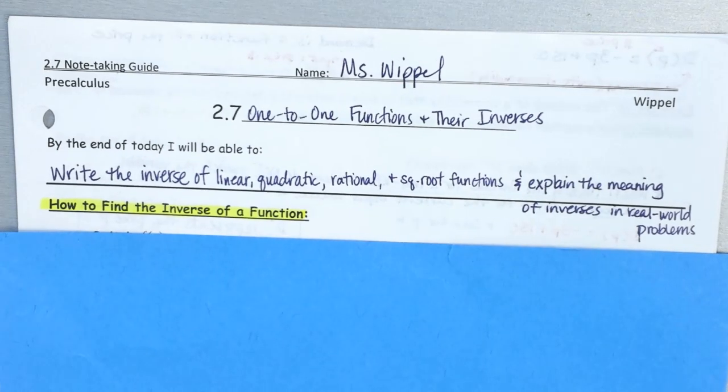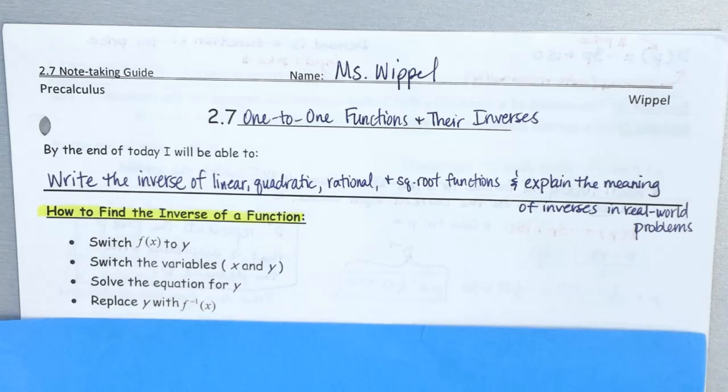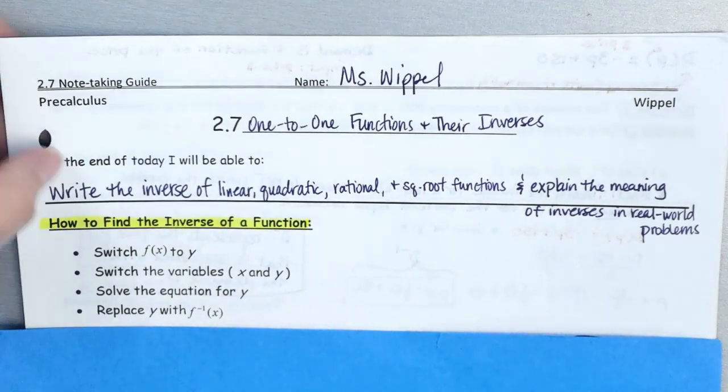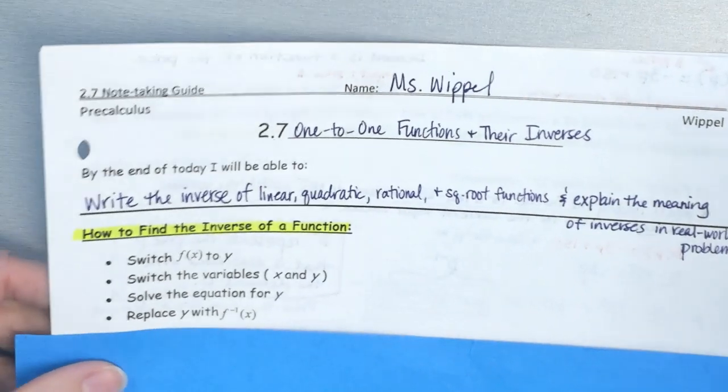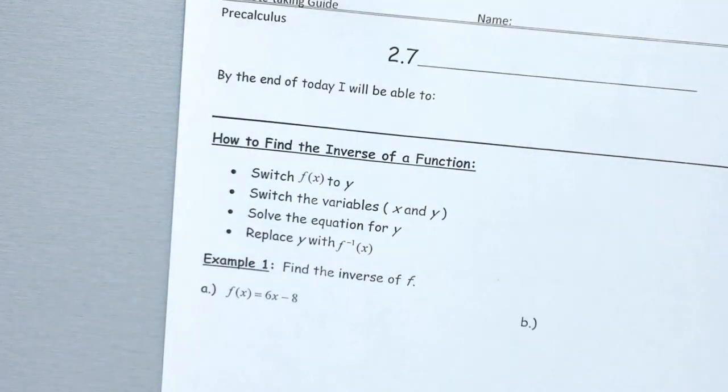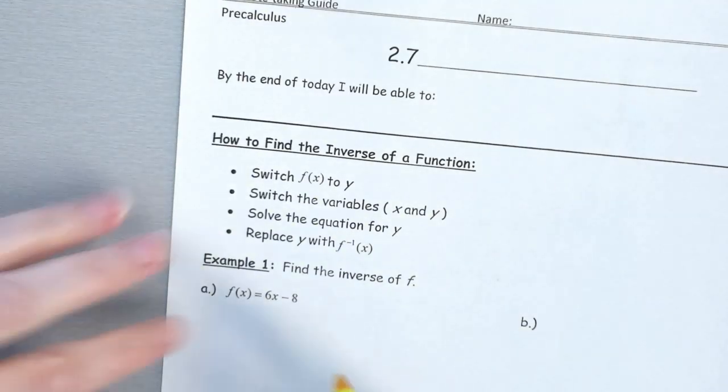little list for you. Okay, so the first thing that you do is you switch your f of x to a y. That step you don't even necessarily have to write down. And then we switch the variables x and y. Do you guys remember doing any of that last year, switching the variables and then solving for the y variable? Okay, so then you solve the equation for y, and then you replace that with the inverse. So we are going to be using this inverse notation. Okay, so we're going to make sure that we're following these steps.